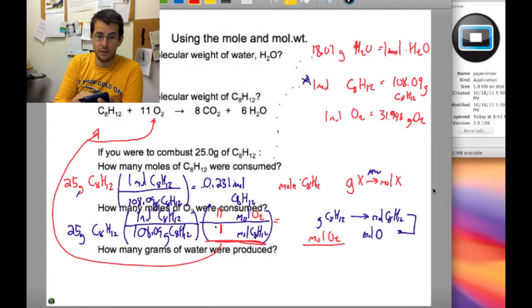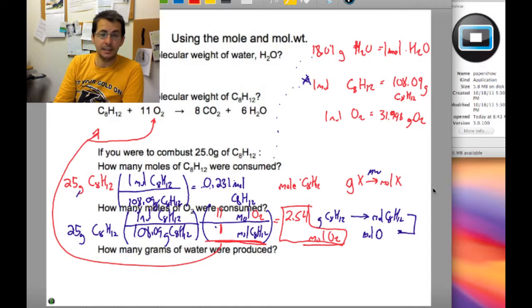25 divided by 108.09, times 11, is equal to 2.54, 3 sig figs in the answer, moles of O2 released.